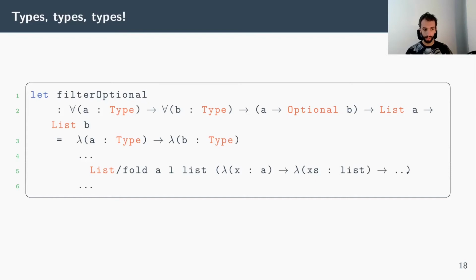But at line 3, you see that when you declare the arguments, you also have to declare the type as an argument. And at line 5, when you apply a fold, you have to tell fold to which generic type you are applying this fold. And to conclude, you also have to declare the type of the argument of the function you are folding over the list.